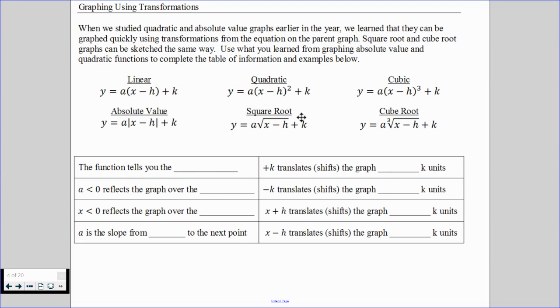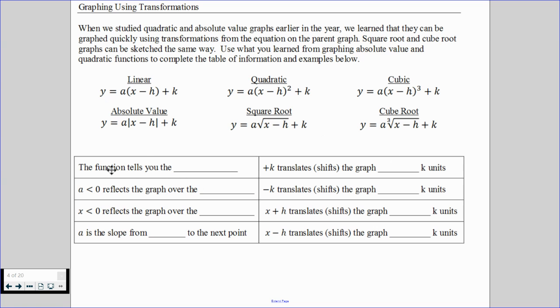So I hope you remember how to graph transformations. This year we have studied so far quadratic and absolute value. And you should know linear from Algebra 1. Cubic, we did look at cubics with polynomials. We've studied some other things with their graphs besides just the h and k. But we are going to add on the square root and cube root function.